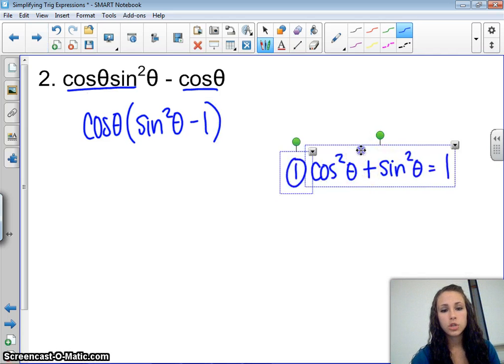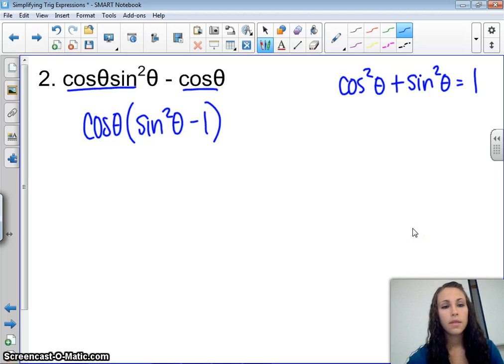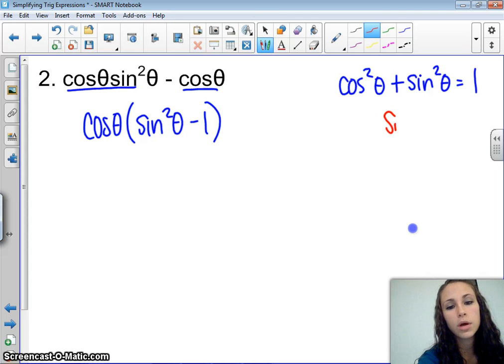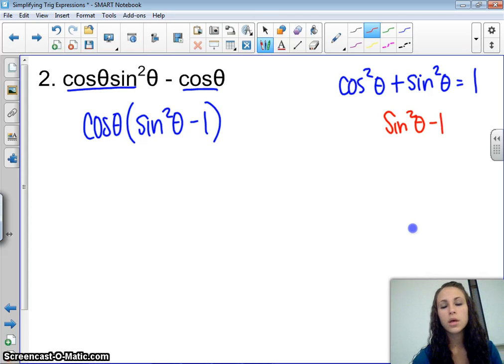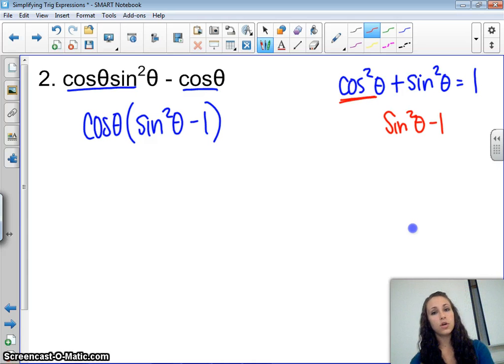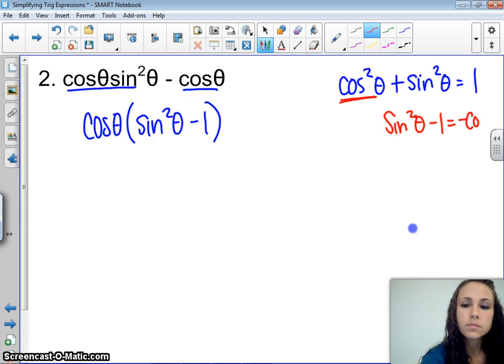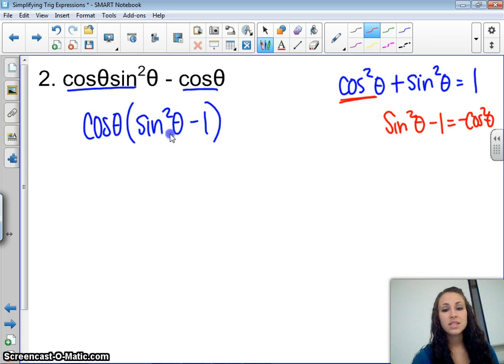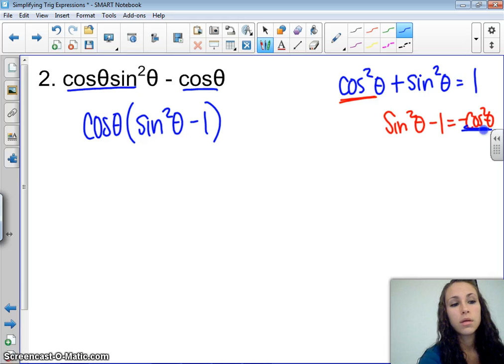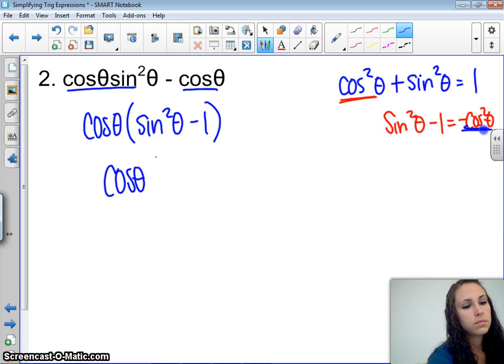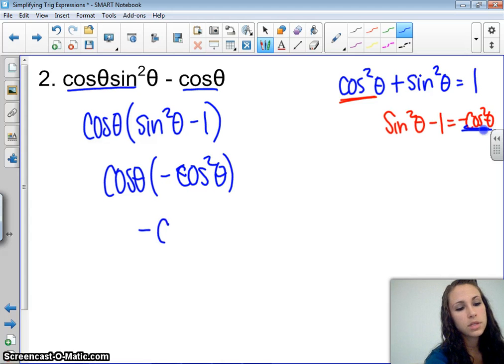Now, I'm going to go ahead and use this same identity that we had. And so this time I need it to look a little bit different. So I'm going to subtract the 1 over the same way that I did, sine squared theta minus 1. But then I would also need to subtract the cosine over to the other side to get it to look like I need it to. And I did that because I wanted this to match this identity, because that lets me know that I can plug in negative cosine squared for that. So then I'm going to have cosine, and then I'm plugging in negative cosine squared. And so when I combine those, that'll be negative cosine cubed. And that'll be my final answer.